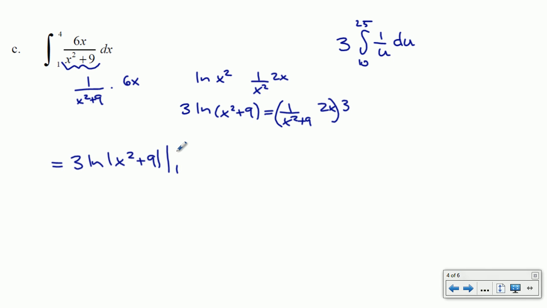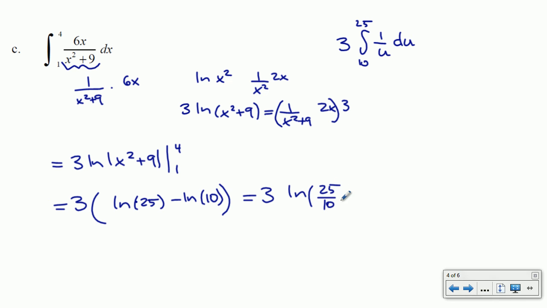on the interval from 1 to 4, and now we can just sub in 4 and 1 into this function. So first we can go 3 times ln of 4 squared plus 9, and 4 squared is 16, plus 9 makes 25, so we would have ln of 25 minus ln of 1 squared plus 9, which is ln 10. We can use our log laws to simplify this expression, so we get 3 ln 25 over 10. And 25 over 10 we can simplify a little bit. We can make that 5 over 2.